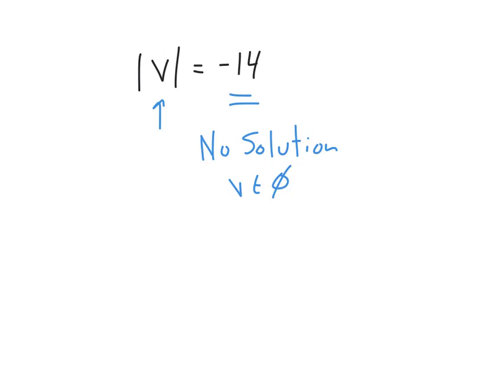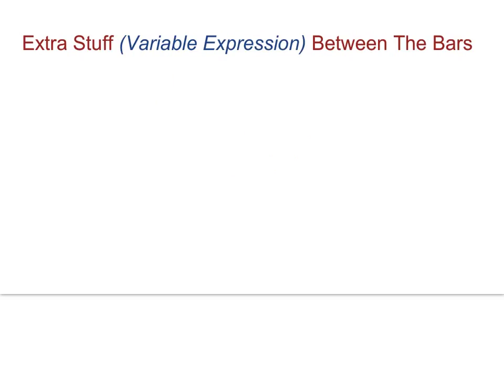Okay, let's try some more interesting problems. This next group of problems I like to call extra stuff between the bars, when I can pronounce it anyway. What that means is there are going to be variable expressions between the absolute value bars. Let me give you an example. Right off the bat, we'll try the absolute value of the quantity x plus 8 equals 12.